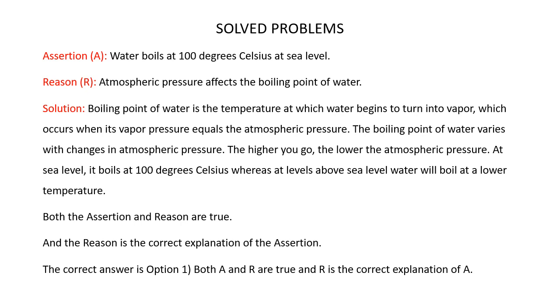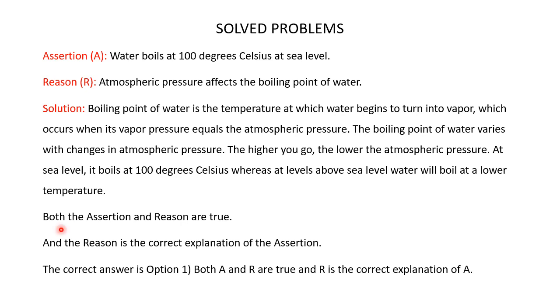Now, the boiling point of water will change with changes in atmospheric pressure. The higher you go, the lower is the atmospheric pressure. So, at sea level, water boils at 100 degrees Celsius, whereas at levels above sea level, since the atmospheric pressure is lower, the water will boil at a lower temperature. So, as you can see, atmospheric pressure affects the boiling point of water.